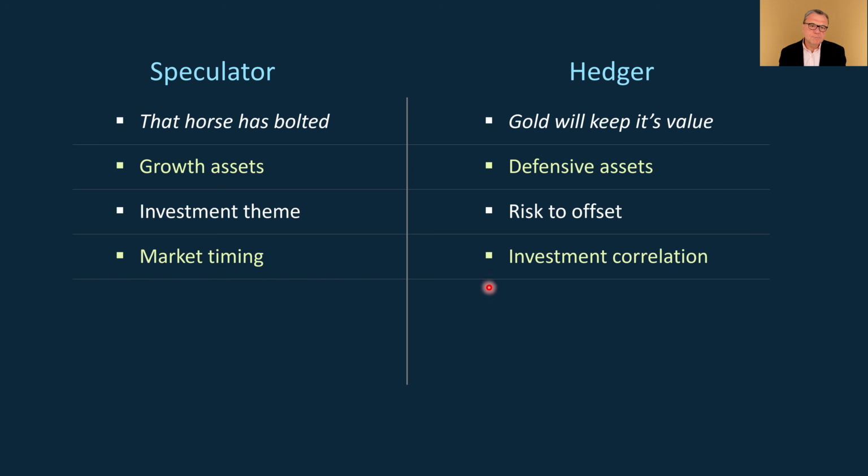Here we're thinking about investment correlation. Is there a negative correlation between the price of gold and the thing that we're trying to hedge? Is there a negative correlation between inflation and gold? A negative correlation between political uncertainty or the debt bomb in the United States and the price of gold? That's what we're trying to predict or understand, as opposed to market timing.